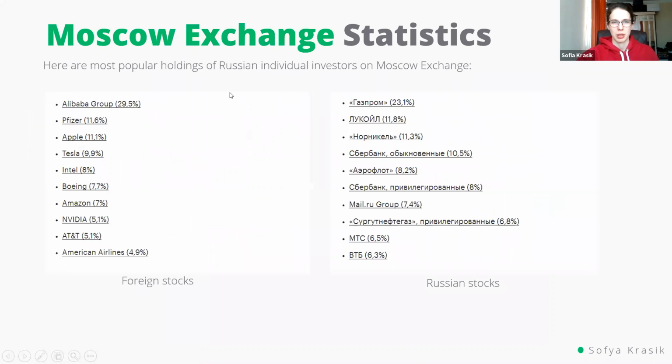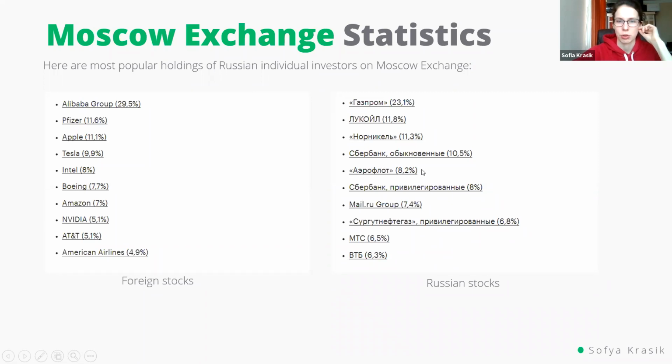So this is just some statistics from Moscow Exchange. Moscow Exchange, as well as the Bank of Russia, recently issued some statistics on individual investors and their holdings. And here from the right, you can see Russian companies. Sorry for the Russian, this was the only data available, but I'll read it out loud. This is Gazprom, Lukoil, those are oil and gas companies, and Nornickel, a metal producer, Sberbank, and pay attention: here is Sberbank common shares, and here is Sberbank preferred shares. So they're both quite popular.